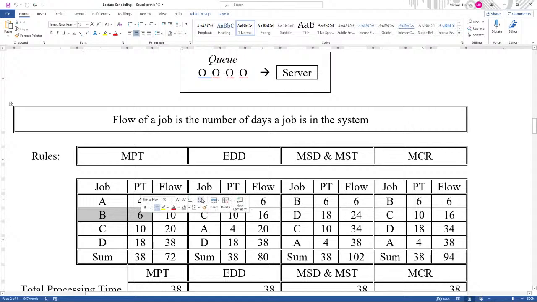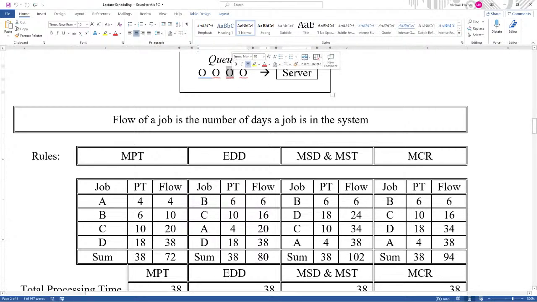Now B spends 6 days in the server. But B is behind A. That's the second job. Since B is behind A, it has to wait until A is finished on the server and leaves the system. Well, it's going to take 4 days to do that. So 4 becomes the queue time of B waiting for A to be finished. So the queue time is 4. The processing time is 6. So 4 plus 6 is 10. The flow time is 10.